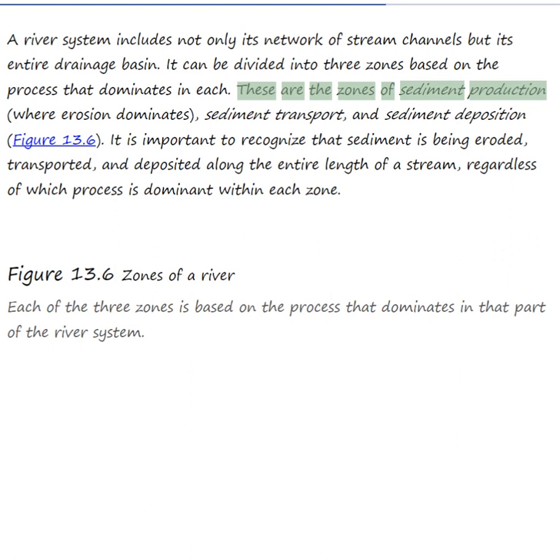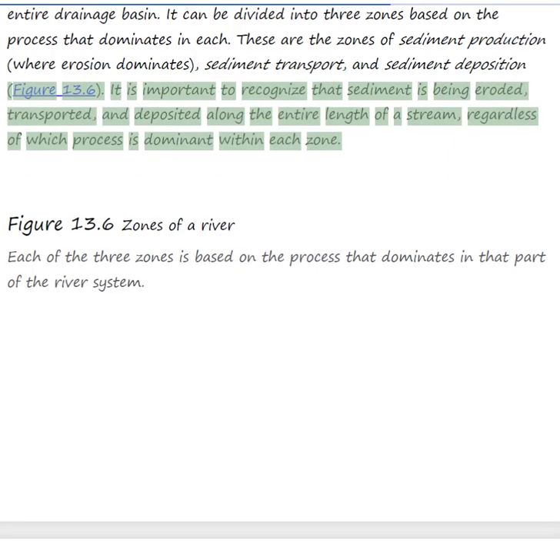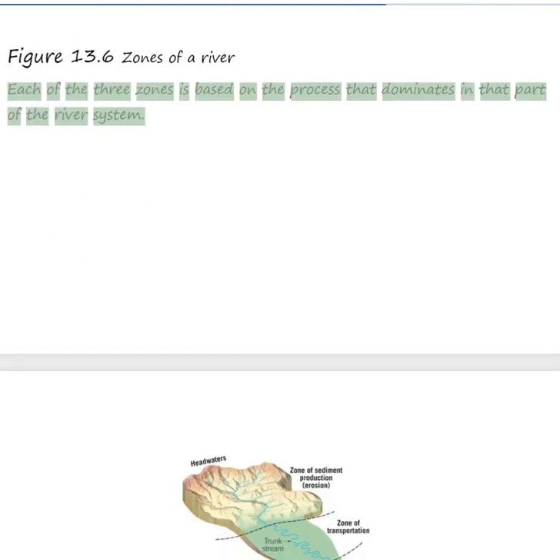These are the zones of sediment production, sediment transport, and sediment deposition. It is important to recognize that sediment is being eroded, transported, and deposited along the entire length of a stream, regardless of which process is dominant within each zone. Each of the 3 zones is based on the process that dominates in that part of the river system.